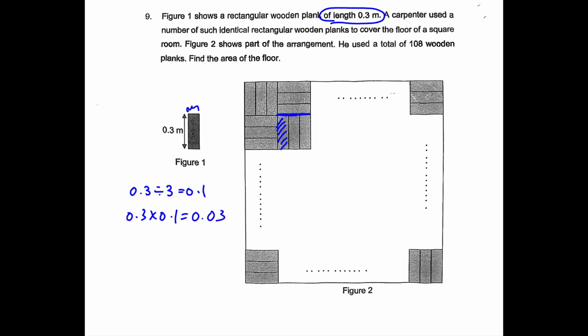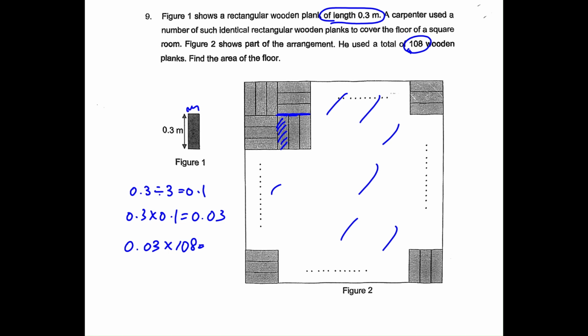And to find the area of one plank, 0.3 multiplied by 0.1 will give you 0.03. And we do not need to know exactly how the arrangements are like, but we really know that the total number of planks that he used is 108. So in order to find the area, we just need to use 0.03 multiplied by 108.